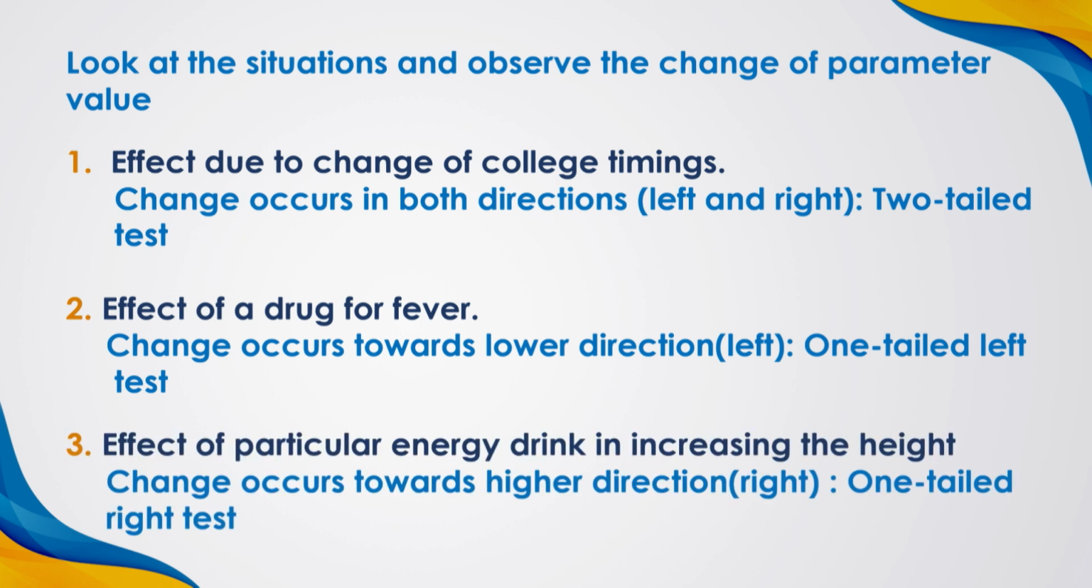Now, in the third situation, effect of a particular energy drink in increasing the height. Already he is having some height and he is taking energy drink. Because of that, what we expect is there must be an increase in the height. Therefore, the value must be on the right side or positive side. Therefore, this is called one-tailed right test.